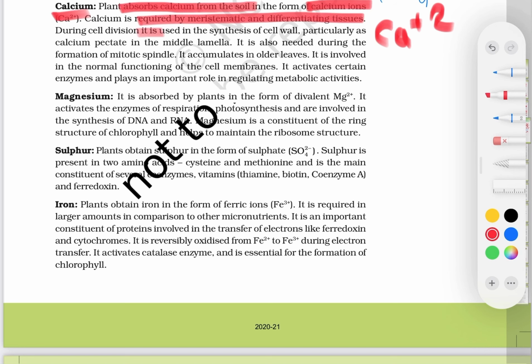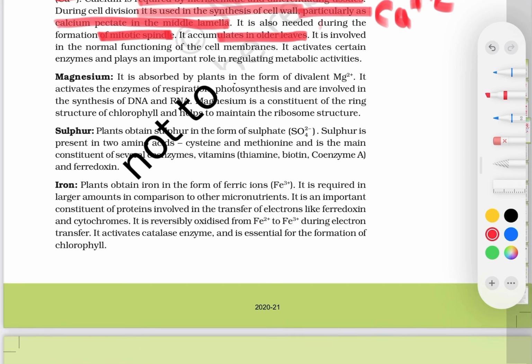It is also needed during the formation of the mitotic spindle. It accumulates in older leaves. It is involved in normal functioning of the cell membrane. It activates certain enzymes and plays an important role in regulating metabolic activities.